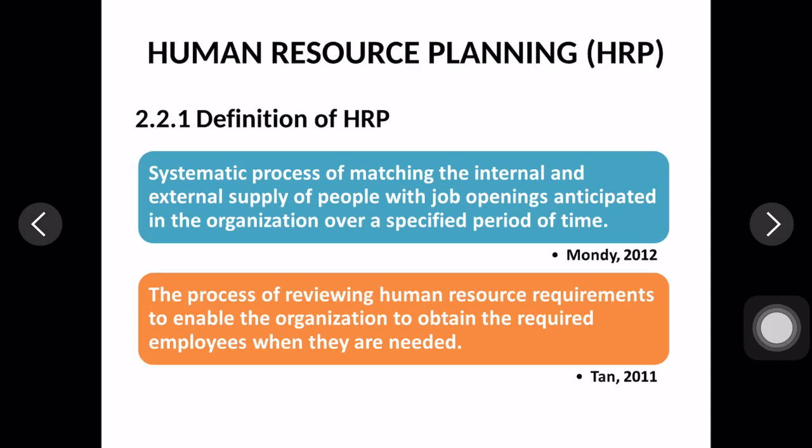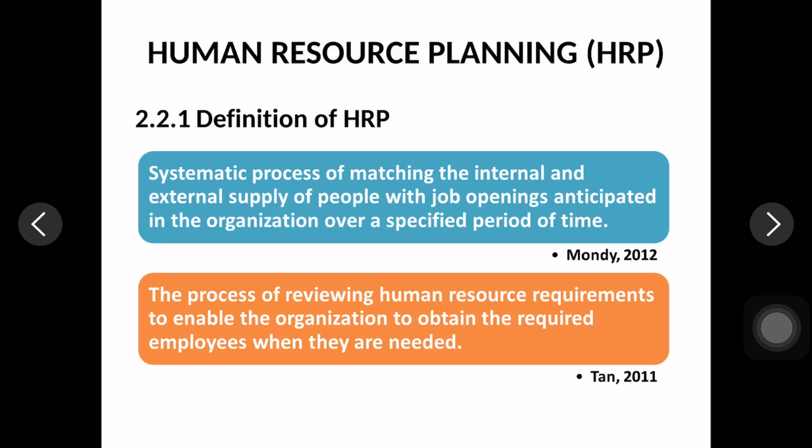So according to Mondi, HRP is a systematic process of matching the internal and external supply of people with the job openings that are available within the organisation over a period of time. Dalam erti kata lain, human resource planning ni adalah satu proses di mana you merancang keluar dan masuk pekerja dalam sesebuah syarikat ataupun organisasi dalam sesuatu tempoh masa.